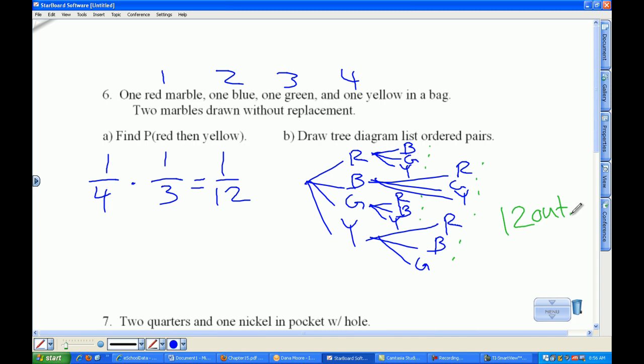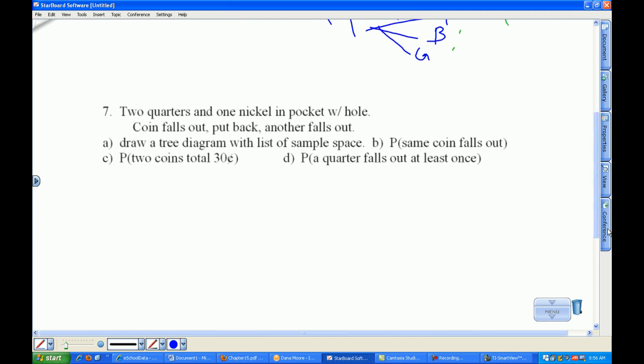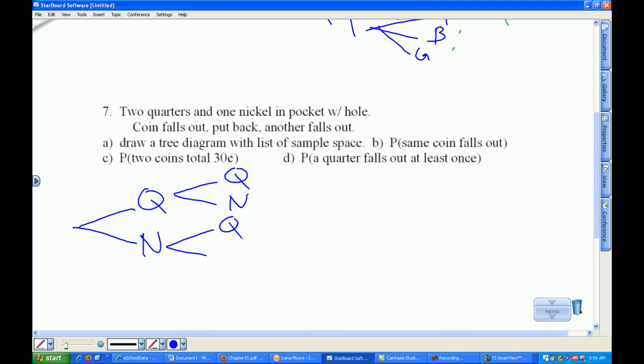Our last problem here is number 7. 2 quarters and 1 nickel in a pocket with a hole. Coin falls out, you put it back, so that means replacement. Another one falls out. Draw a tree diagram with list of sample space. So you could have the quarter fall out first, or the nickel. You put it back in, the quarter could fall out a second time, or the nickel could fall out. With your nickel as the first coin falling out, you put it back, the quarter could fall out next, or the nickel could fall out again. And that would be our tree diagram.